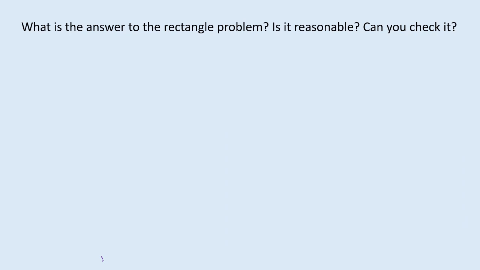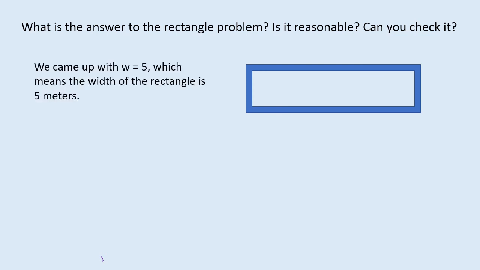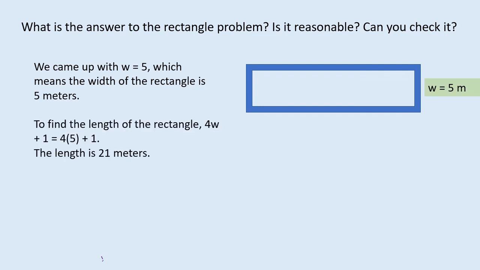We need to still write an answer, a full-fledged answer for the rectangle problem, and we should check on reasonability and whether we can actually check the problem. There's my rectangle. We came up with a width of 5, so the width of the rectangle is 5 meters. That meant that the length of the rectangle was 21 meters from doing 4 times 5 plus 1.